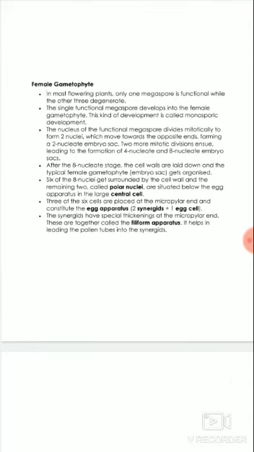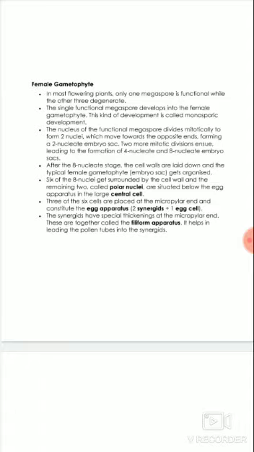The nucleus of the functional megaspore divides mitotically to form two nuclei which move to opposite poles, forming the two nucleate embryo sac. Two more sequential mitotic nuclear divisions result in the formation of the 4 nucleate and later the 8 nucleate stage of the embryo sac.